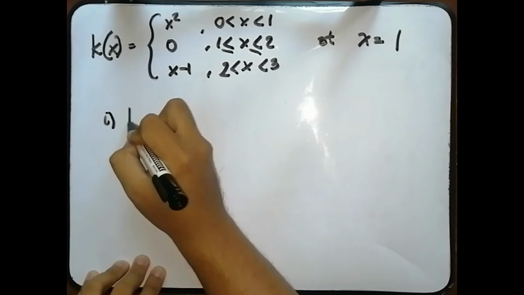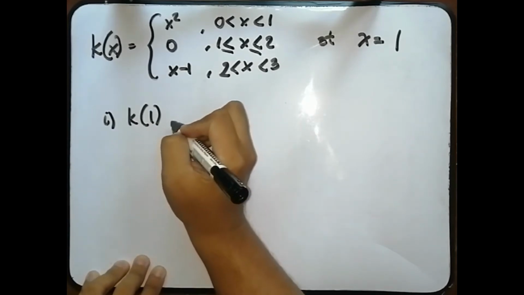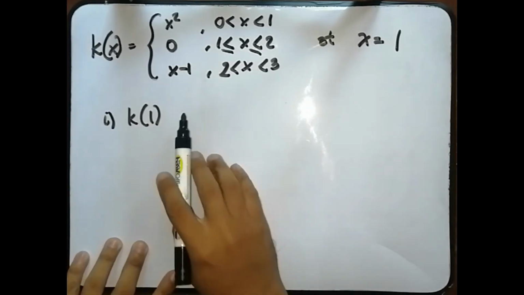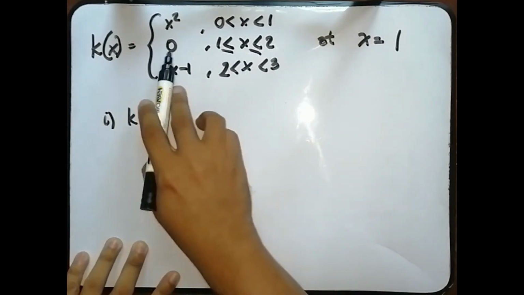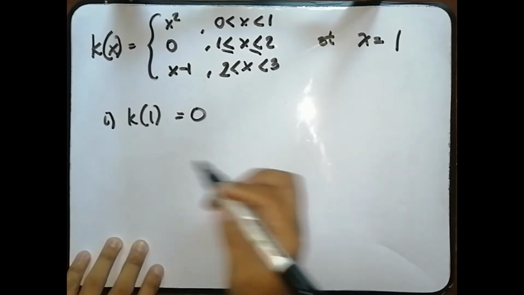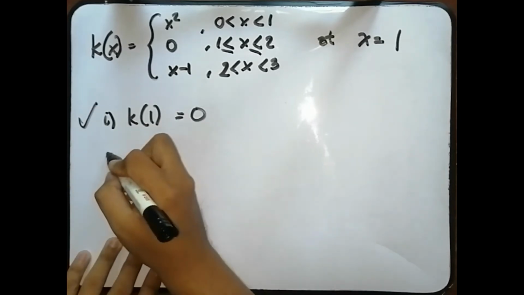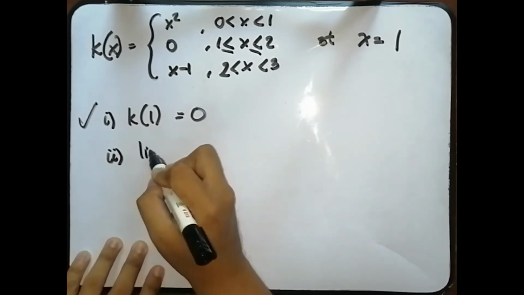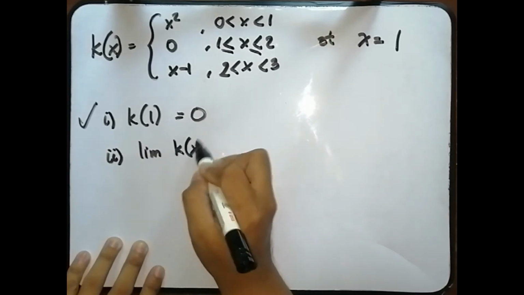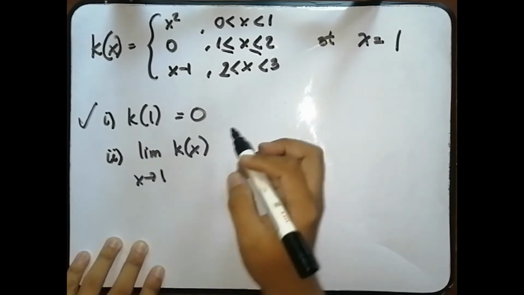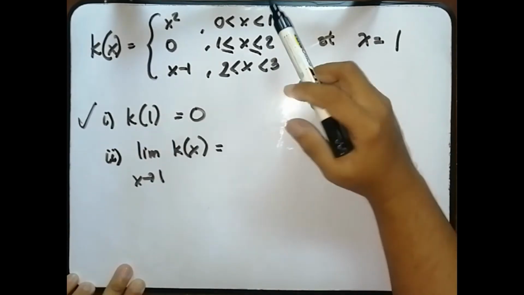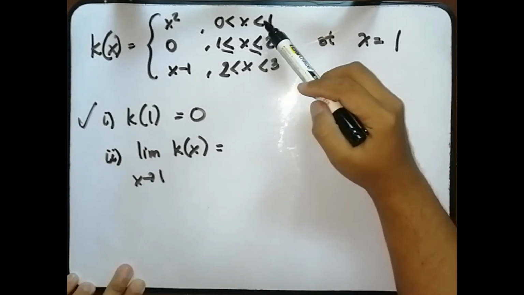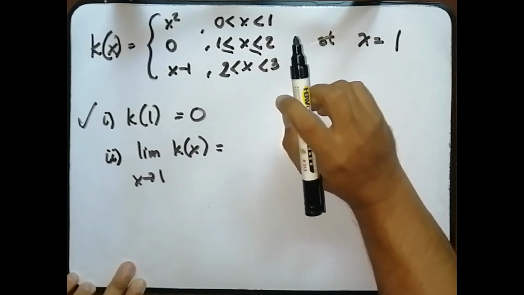So first criterion, k of 1 must exist or must be defined. So alin ang k equals 1 we have here? So this is equal to 0. So check. Criterion number 2, the limit of k of x as x approaches 1 must exist. So since dito sa function natin, dalawa ang 1, ito yung greater than 1, ito yung less than 1, we have to check the two one-sided limits.